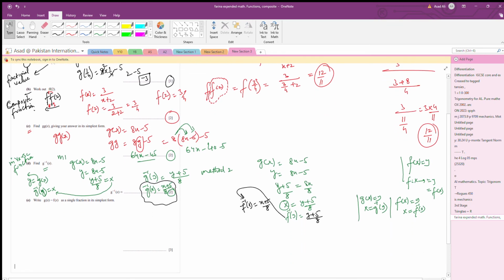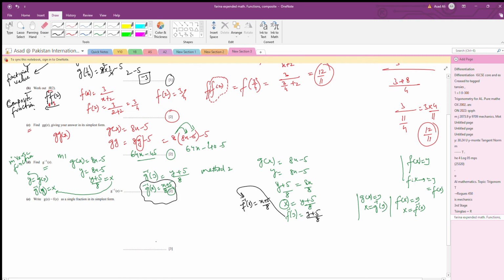Now last part, part E. They say write g of x minus f of x as a single fraction in its simplest form. Okay, g of x is what? g of x is with us, g of x minus f of x. g of x is 8x minus 5 minus, what is f of x? f of x is 3 over x plus 2. I can say that 8x minus 5 over 1. So I'm taking LCM here.